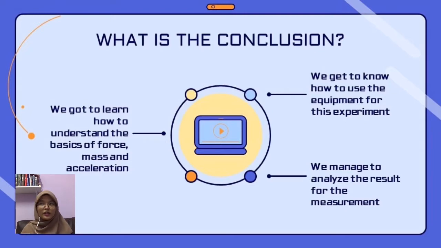We've analyzed the measurement together, even though there's a tiny error and a bit of bias in certain parts, but we've managed to get the measurements and make the experiment done in time. Second of all, the most important thing that we've also learned is how to verify Newton's second law, and we know what Newton's second law is about for this experiment.